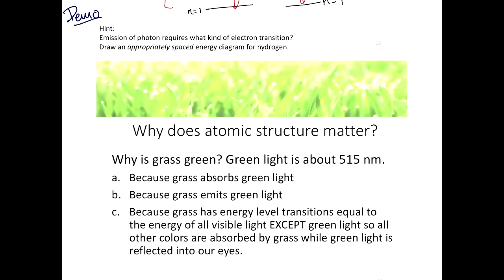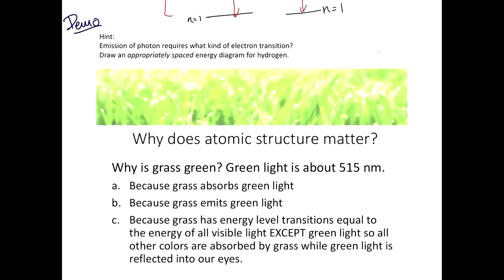The reason grass is green is because grass absorbs all the visible light except green light. So when we look at grass, all of the colors of the rainbow except green are absorbed into the molecules, but then green light is reflected into our eyes. That is why grass is green. That's why the sweater you're wearing is blue. It absorbs all the colors. It has electronic transitions equal to all of the colors except blue, for blue to be reflected back into our eyes. So that's absorption. Absorption tells us why things are a certain color.